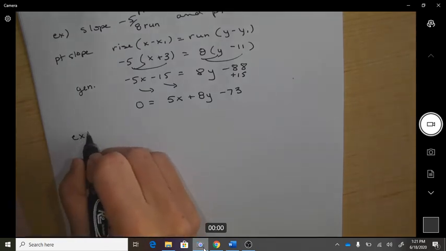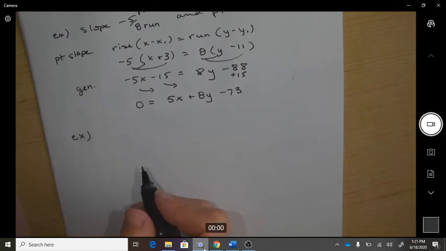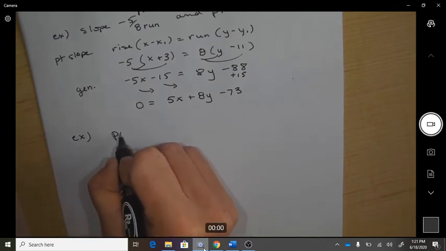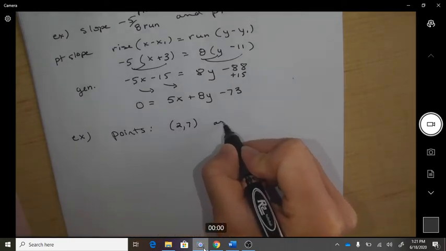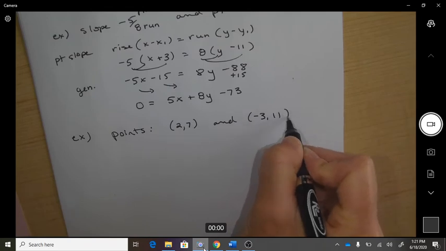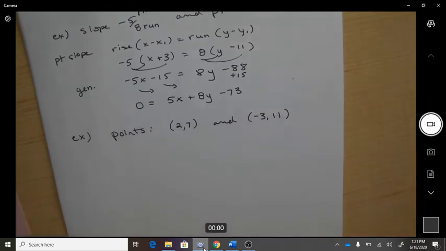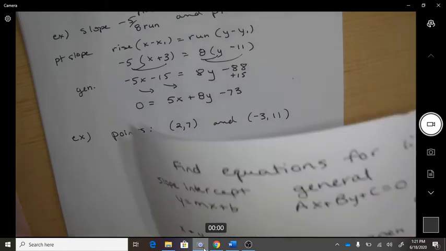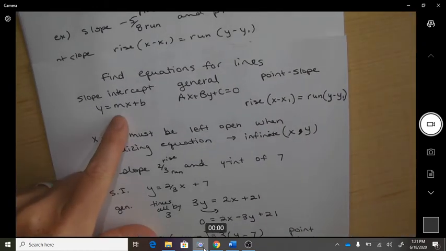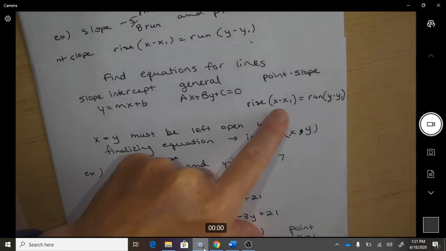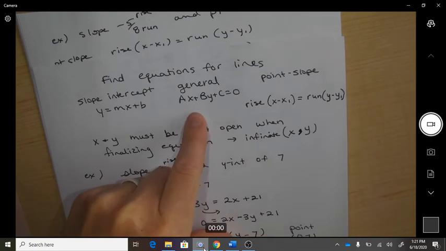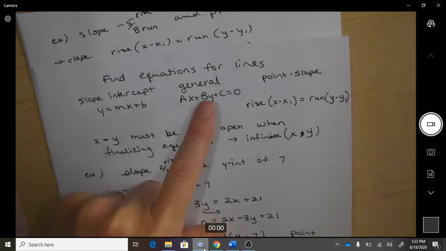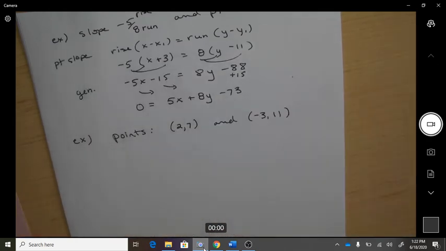Okay, another example here. We'll do this as our last example. I'm going to give you 2 points. Make an equation. Okay, so you'll notice that it didn't matter, whatever equation we seem to be working with, this one or this one. The only way to get this one is to have one of those first and do algebra. So no matter what, you always need the slope.